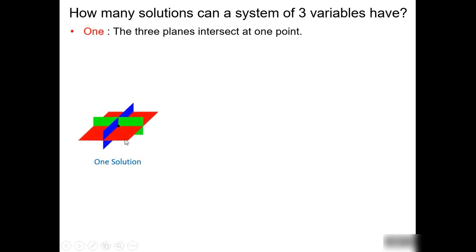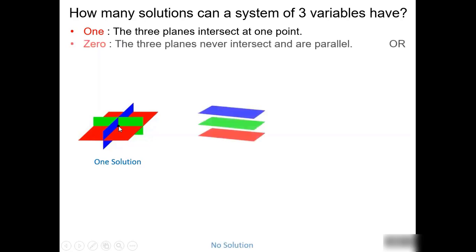So if we were to have one solution, that would mean, as we mentioned before, if the red plane was a floor of a building and the blue and green planes were walls, then these would all intersect at one location, which is the corner of that room. And we could also have 0 points of intersection, but that could occur in numerous ways.